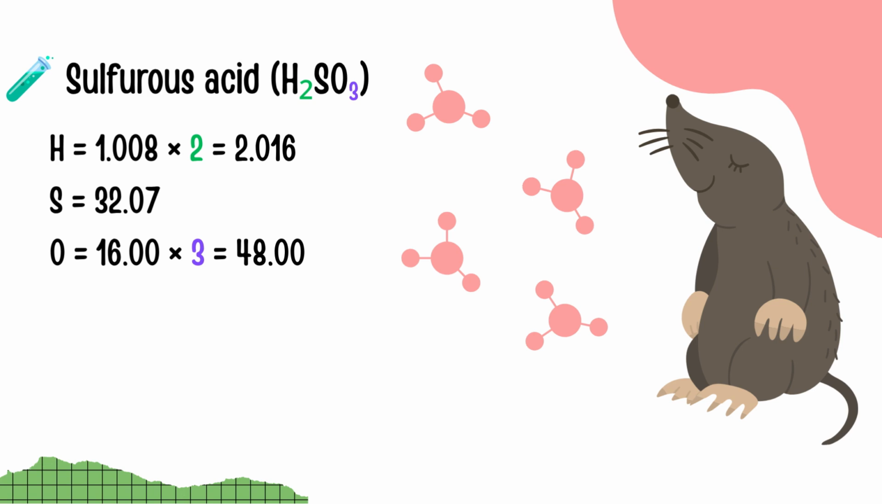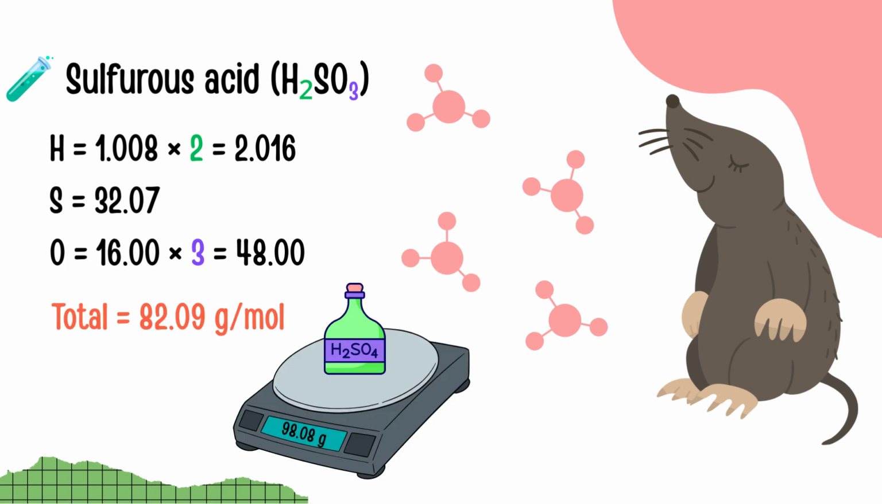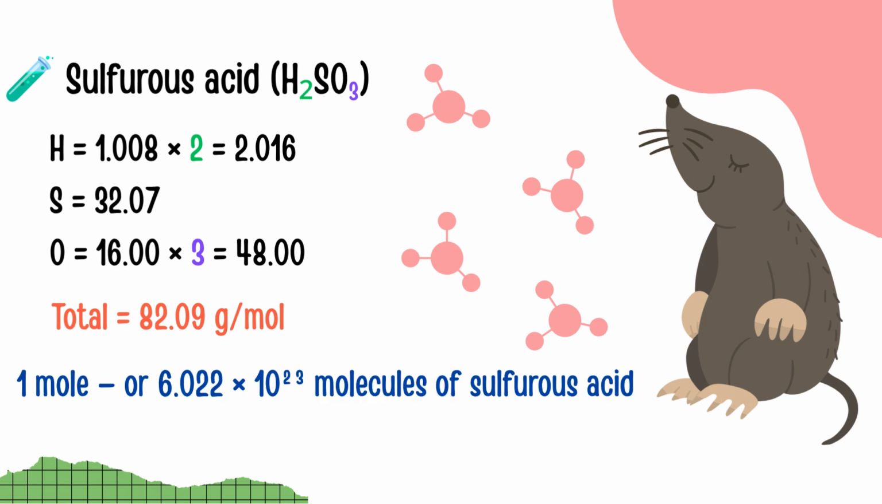Now let's check sulfurous acid, H2SO3. Hydrogen equals 1.008 times 2, which is 2.016. Sulfur equals 32.07. Oxygen equals 16.00 times 3, which is 48.00. Total molar mass equals 82.09 grams per mole. So if you weigh out 82.09 grams of H2SO3, you hold exactly 1 mole, or 6.022 times 10 to the power of 23 molecules of sulfurous acid.